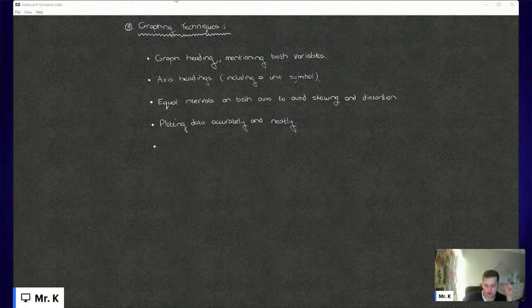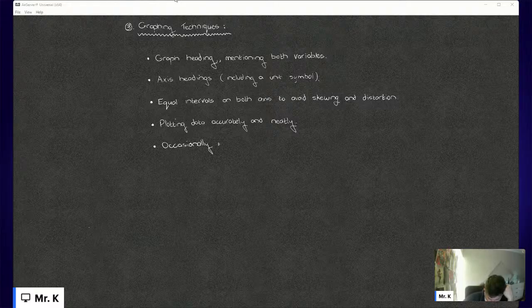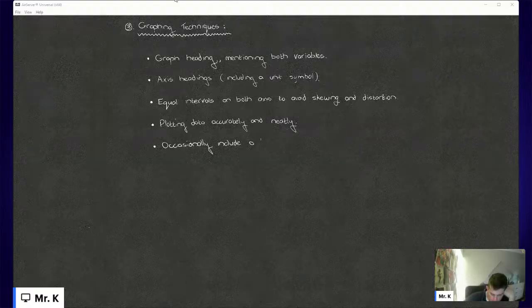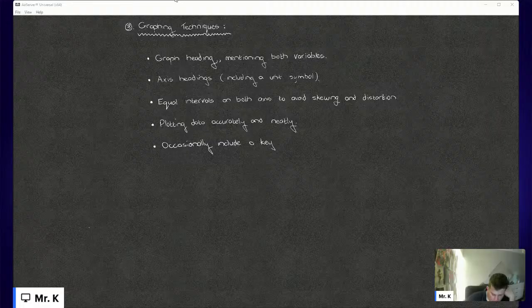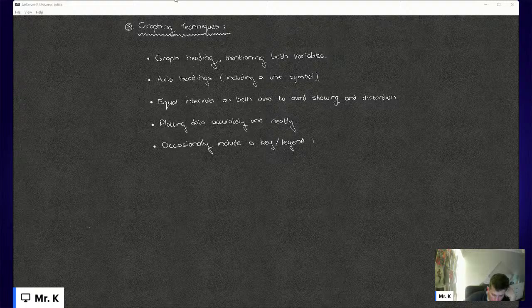Okay, so we've got a graph heading, axis heading, equal intervals, accurate data plotting, right? And sometimes you will need to include a key, occasionally include a key or legend if necessary.